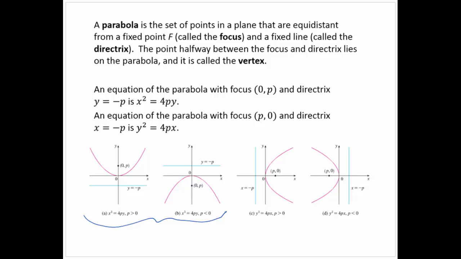If we have a parabola with focus at (p, 0) and directrix x equals negative p, the equation is given by y squared equals 4px. And that's these examples. Notice that if p is positive, then the parabola opens right, and if p is negative, the parabola opens to the left.